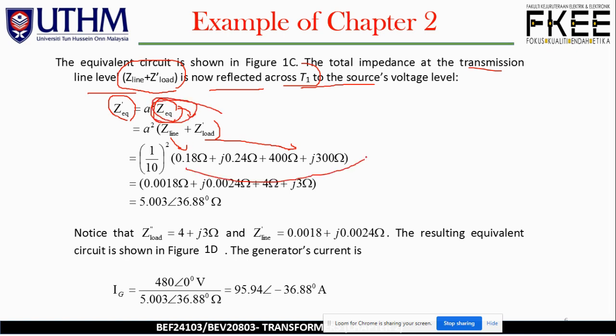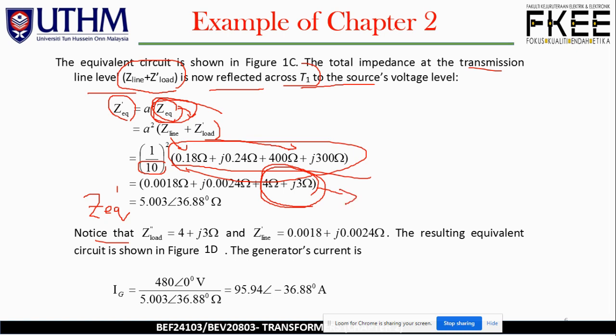Okay, this one, and divide everything by 10, giving us the new value of Z_EQ prime as 5.003∠36.8° ohm. So notice that Z' double load is equal to 4 + j3 ohm. Which one is this one? This is here. Okay, this is located over here. This is 4 ohm + j3 ohm. This is nothing but Z double prime load.